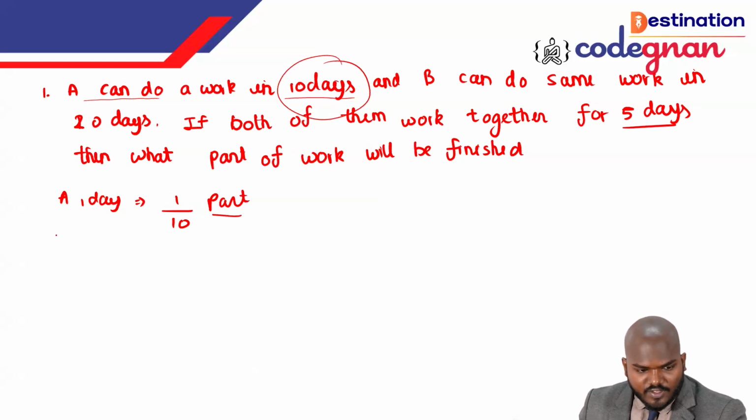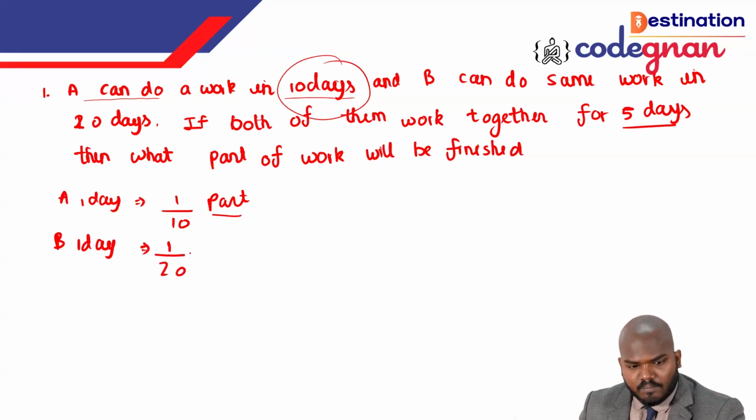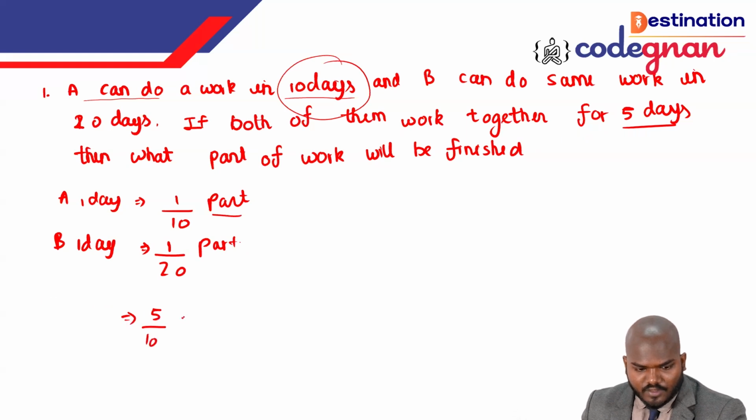Same here, B's 1 day work is equal to 1 by 20 part. If both of them work together for 5 days, how much part of the work will be finished? They are working for 5 days, so A's work is 5 by 10, since 1 by 10 per day, and B's is 5 by 20 when working combinedly.